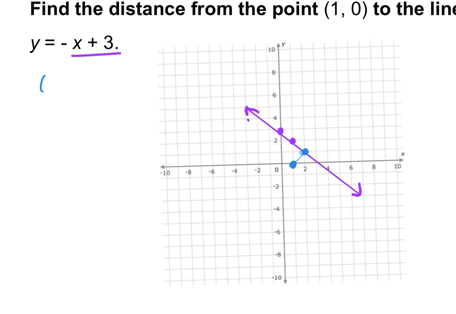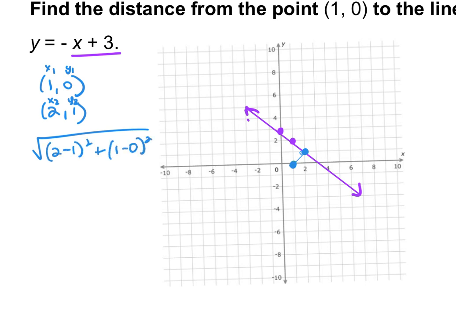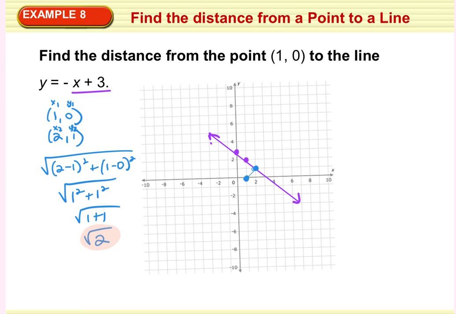So I need to find the distance from this point to this point: point (1, 0) to point (2, 1). So I get my x1, y1, x2, y2, or the square root of (2 - 1) squared plus (1 - 0) squared. Distance formula: 1 squared, square root of 1 plus 1, which is the square root of 2. If you approximate it, that's just a little bit bigger than 1. If you're actually finding it on a calculator, you might do that. If you're keeping it exact, it would be square root of 2.